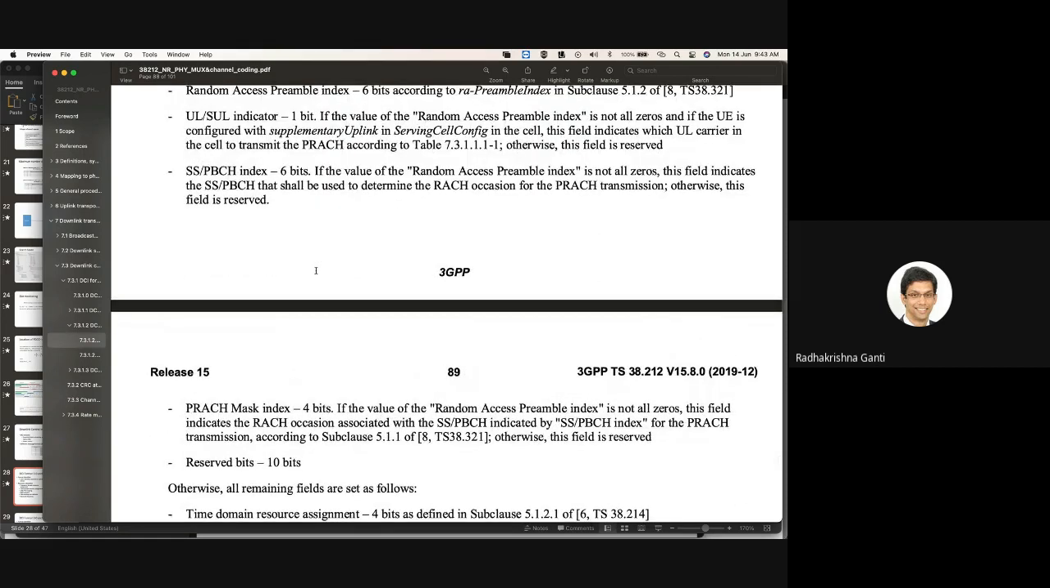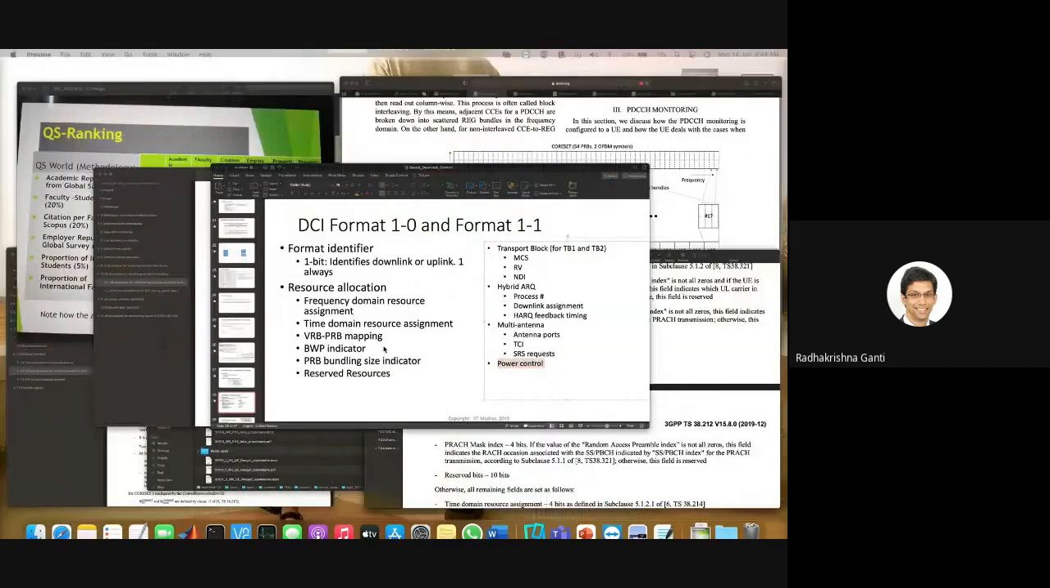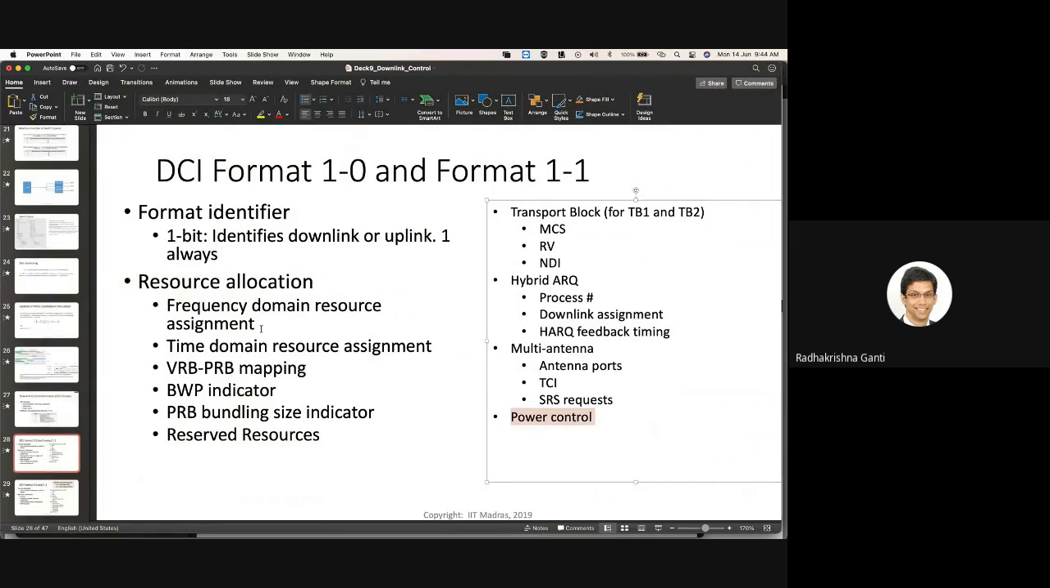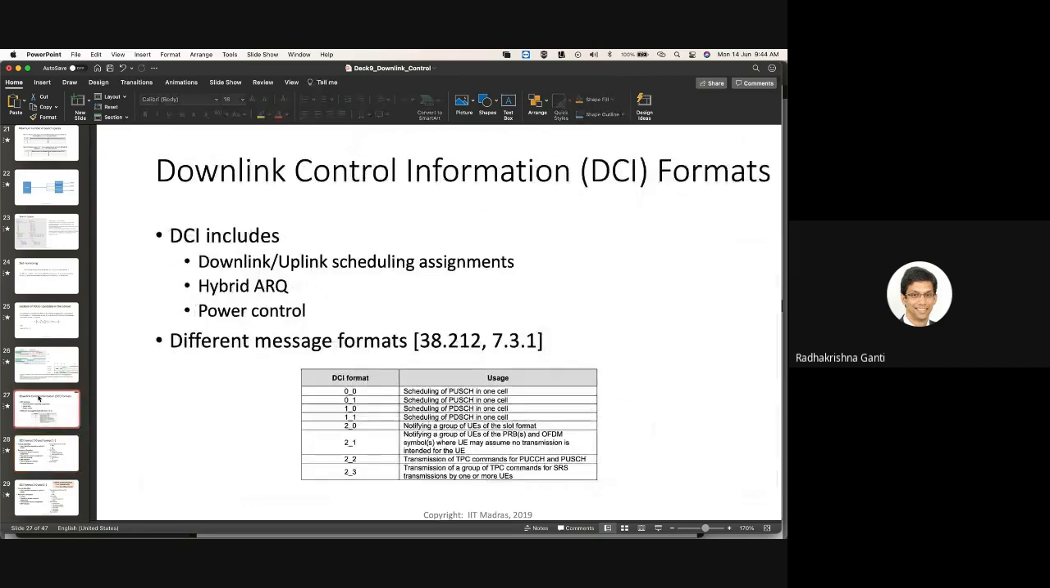I may have a table of this somewhere. Wait. Okay, I'll make a table of this. And in the next class, tomorrow's class, we'll go through these formats, format 1_0 and 1_1, in more detail and try to close it up. We'll also finish the 0_0 and 0_1 formats in the next class.